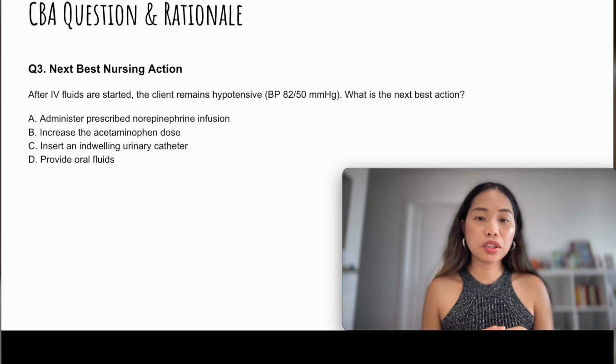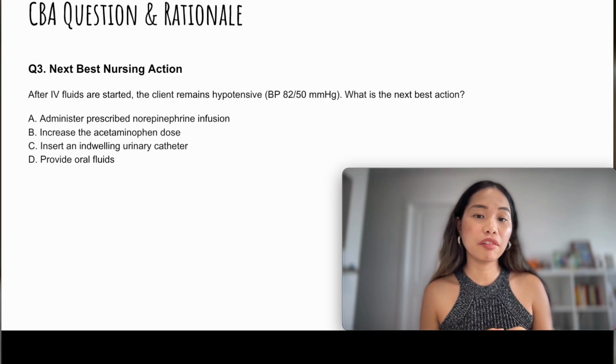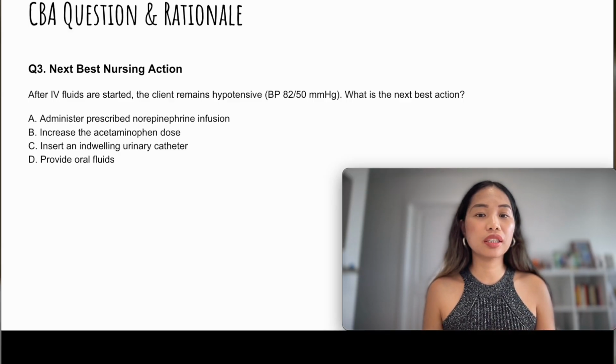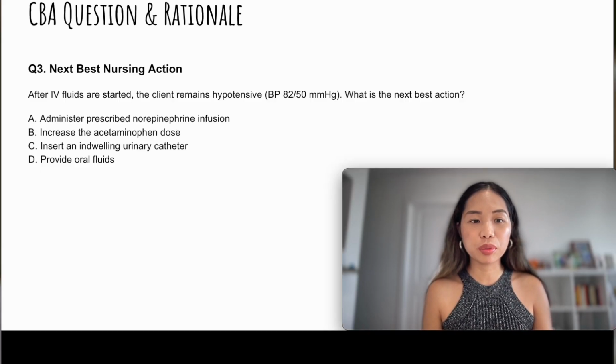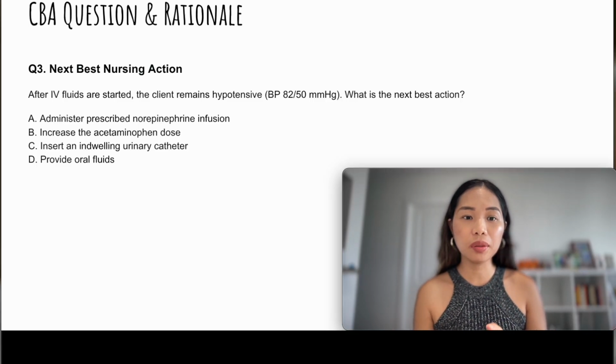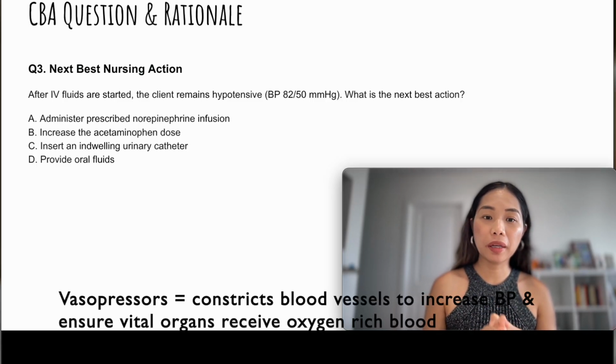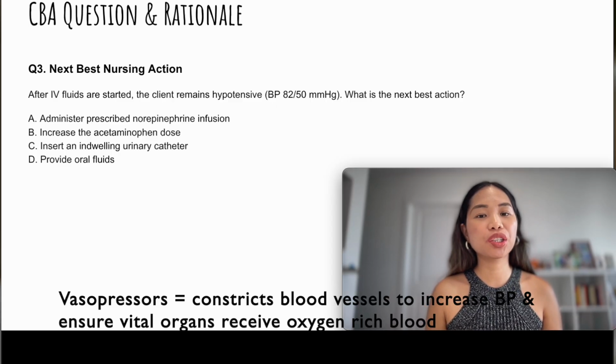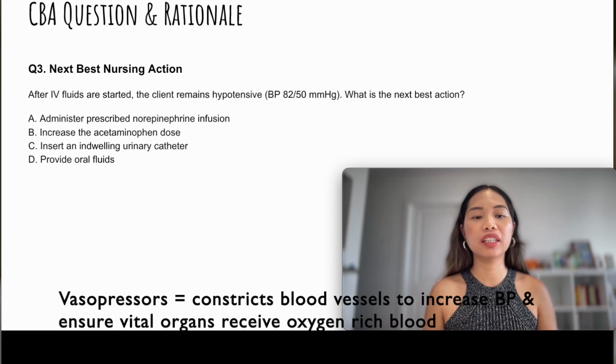A, administer prescribed norepinephrine infusion. B, increase the acetaminophen dose. Letter C, insert an indwelling urinary catheter. Or letter D, provide oral fluids. Best next thing that we need to do, we need to escalate care now. We need to move to vasopressors. So letter A, administer prescribed norepinephrine infusion.